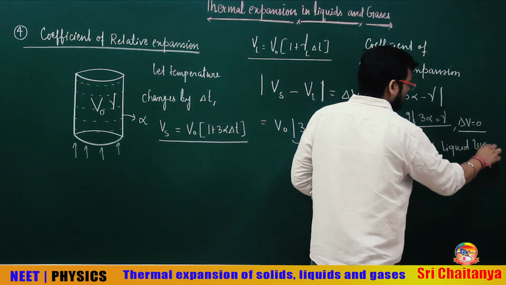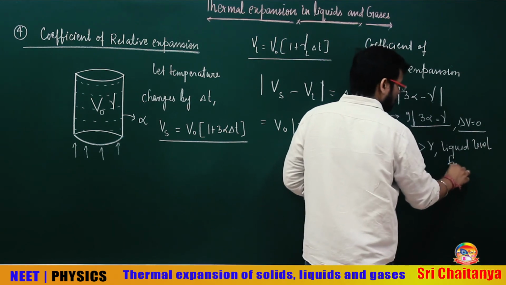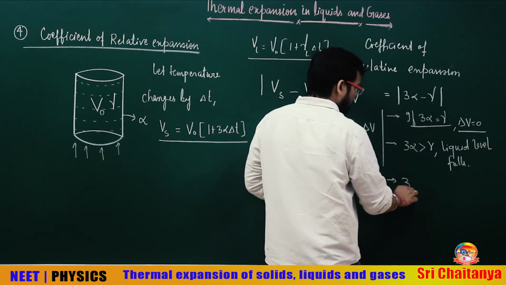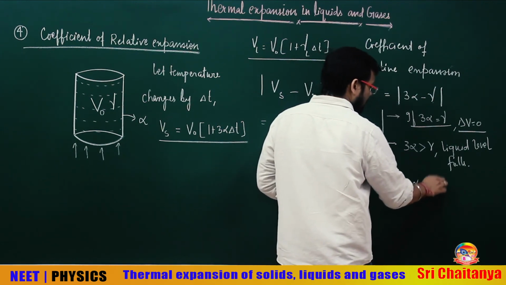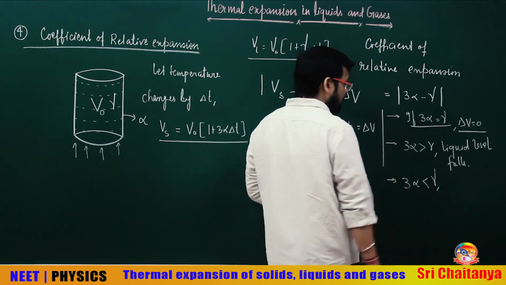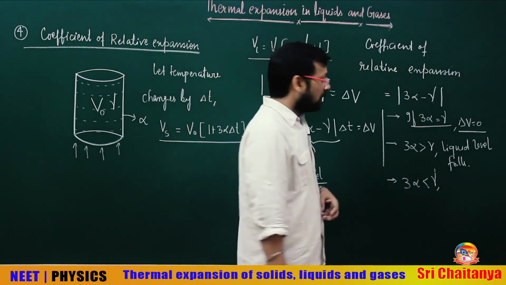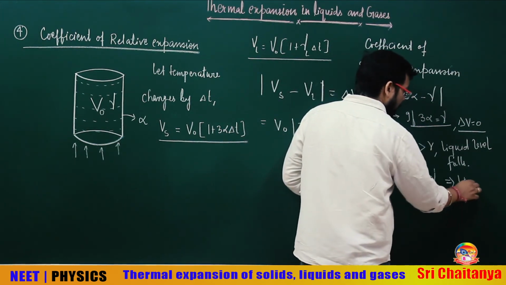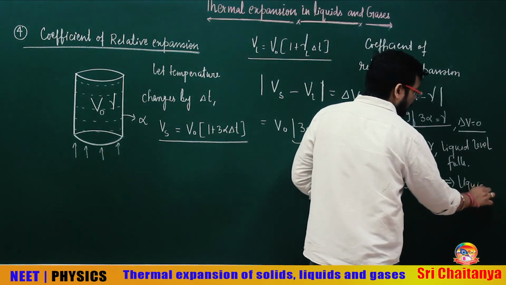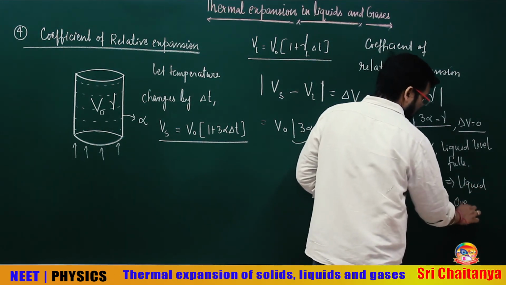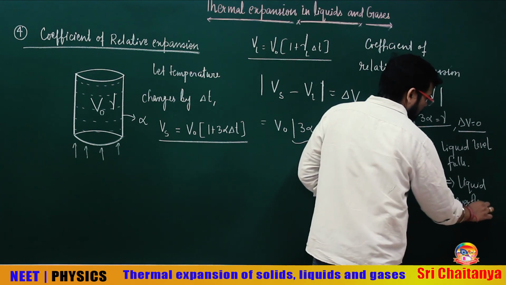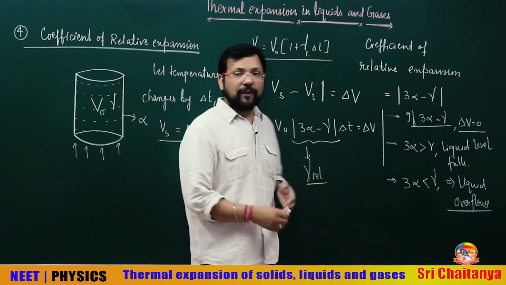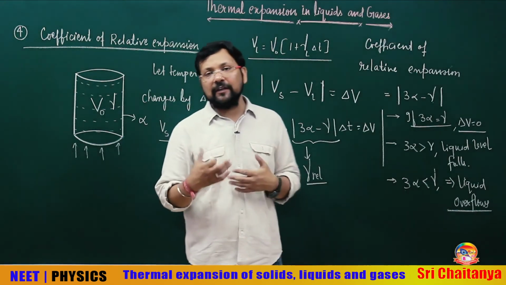Liquid level falls. And when 3 alpha is less than gamma, what will happen? Obviously the liquid overflows. That happens in the case of milk. Liquid overflows. So this is an important question, the coefficient of relative expansion.